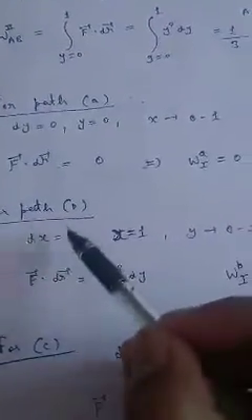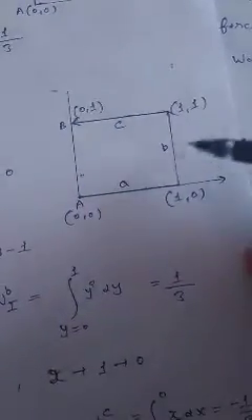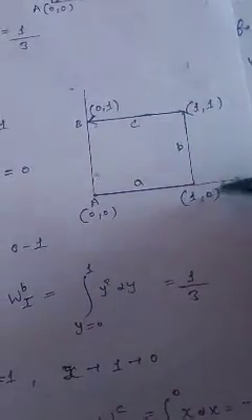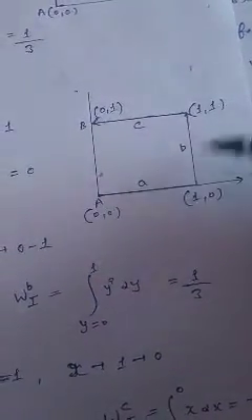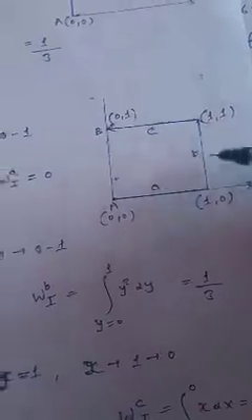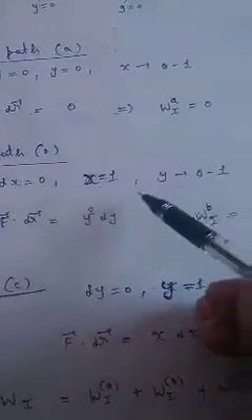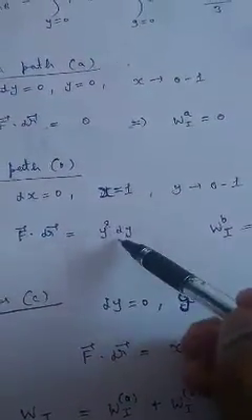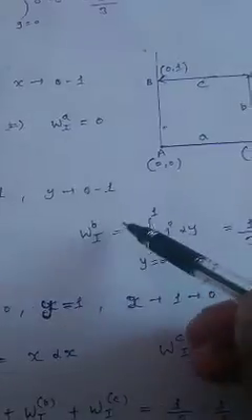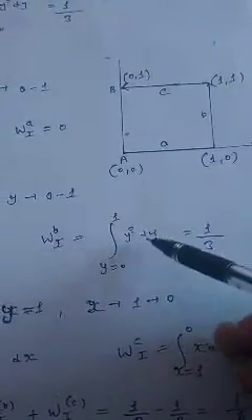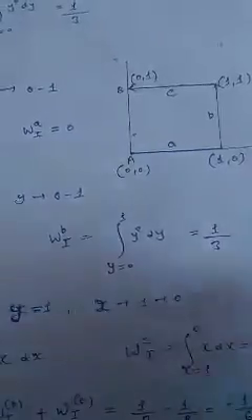Okay, now coming to path B. In path B, what is happening? Which coordinate is changing? The y coordinate. From where to where? 0 to 1. What is the value of x? 1, and it is constant. So dx is equal to 0. So dx is equal to 0, x is equal to 1, y is going from 0 to 1. So what is F dot dr? You can calculate y square dy. Now if you calculate the total work done for path B, this will be the integral for y from 0 to 1 of y square dy. This is equal to 1 by 3.